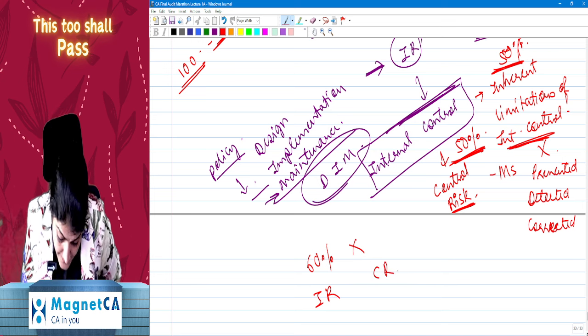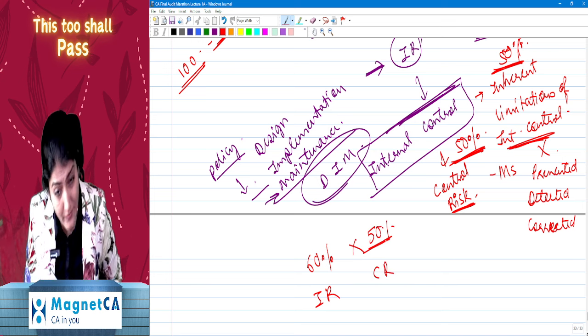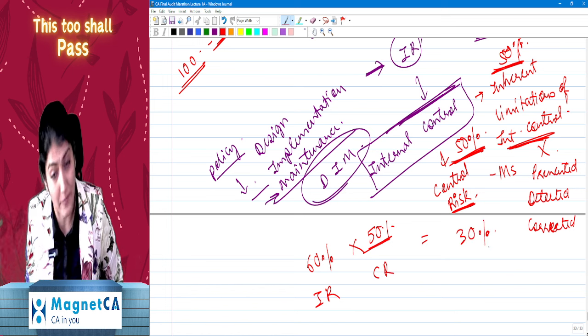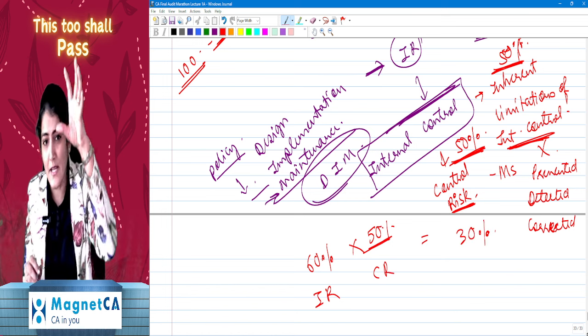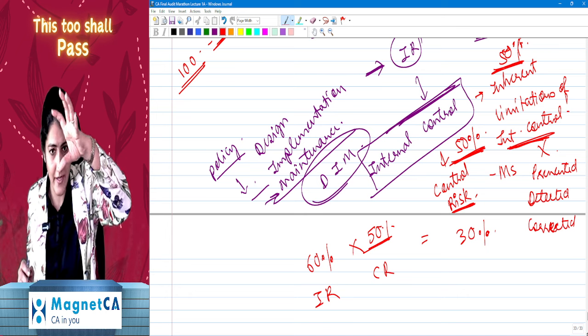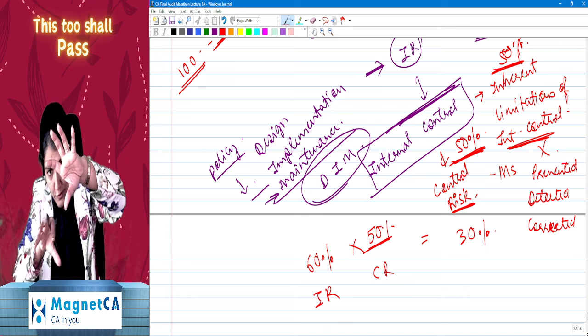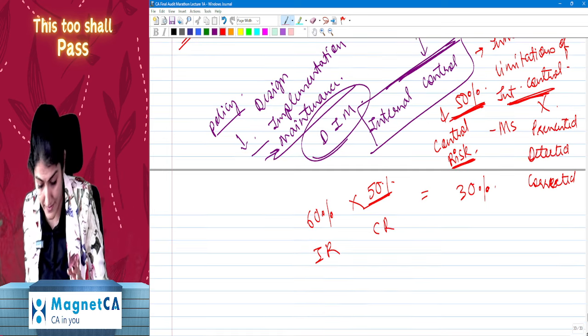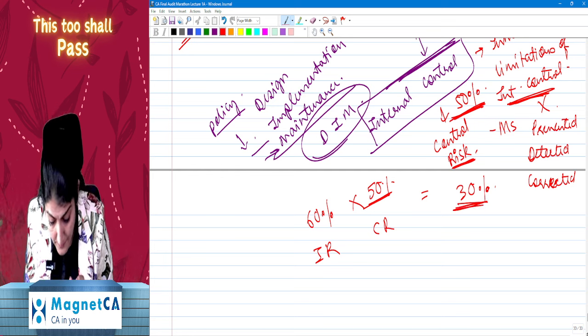50%. So how much is still remaining? 50%. So now how much is remaining over here is the 30%. Earlier there was a 60% chance that purchases may not be correctly recorded. Now, to the extent of 50% it is taken care of by control. So now 50% still remaining. That means in my example, 30%.